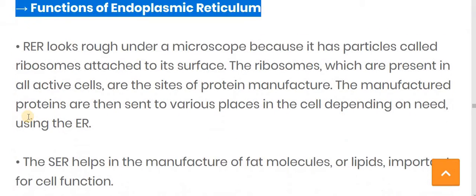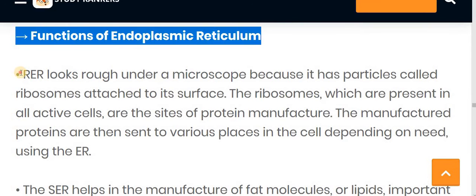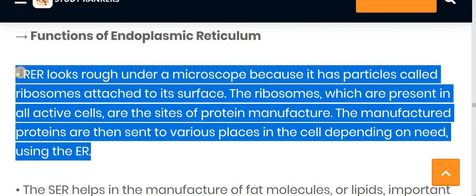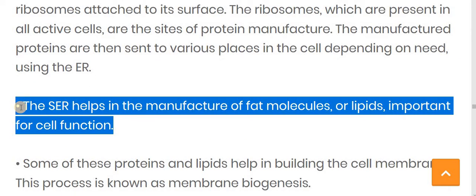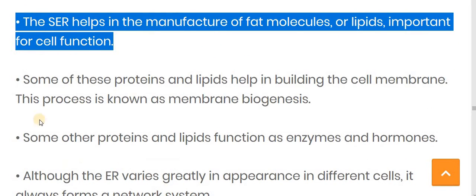Now let's see the function of the endoplasmic reticulum. RER means the rough endoplasmic reticulum. It looks rough under a microscope because particles called ribosomes are attached to its surface. These ribosomes, which are present in all active cells, are the site of protein manufacture. The manufactured proteins are then sent to various places in the cell depending on the need, using the ER. The second one is SER, the smooth endoplasmic reticulum, which helps in the manufacture of fat molecules, lipids, and they also perform various cell functions.